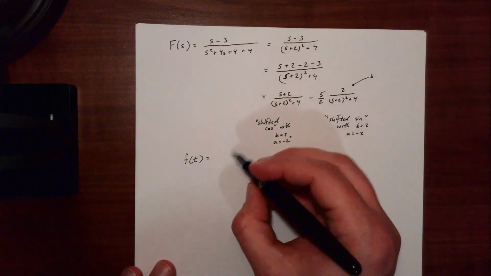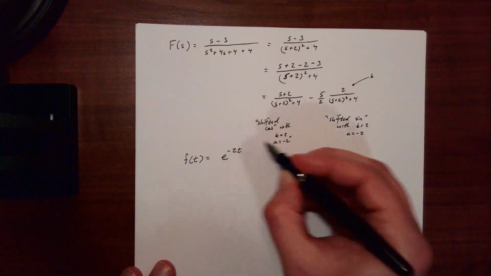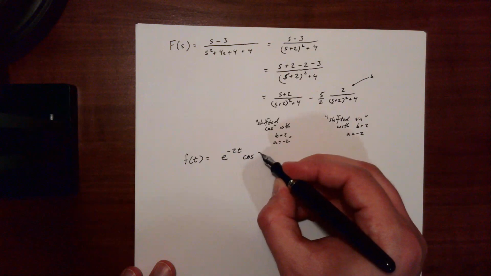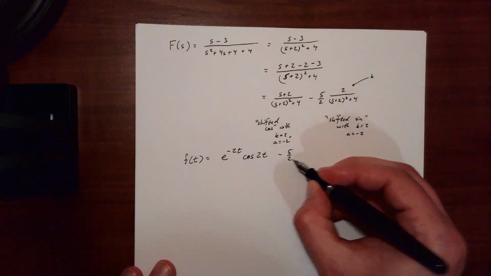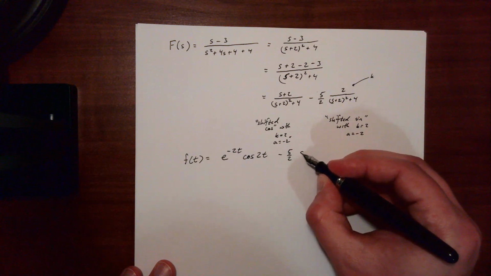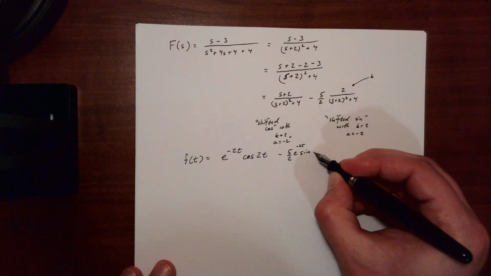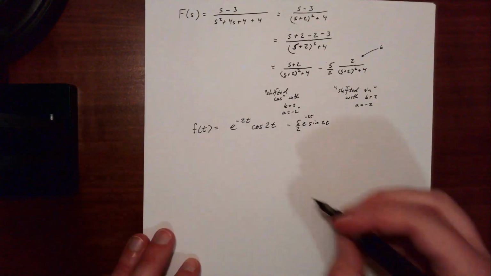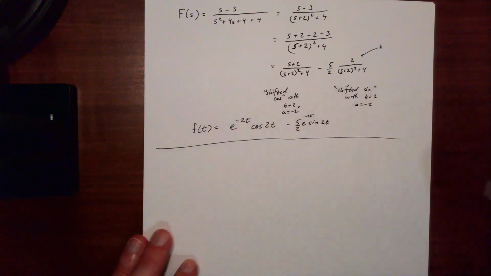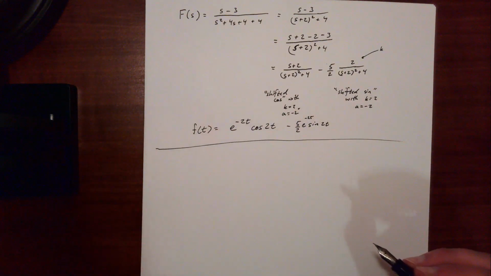So what does this mean? This means we're going to have e to the negative 2t cosine 2t minus 5 halves e to the negative 2t sine 2t. So that's what expressions like this end up looking like.